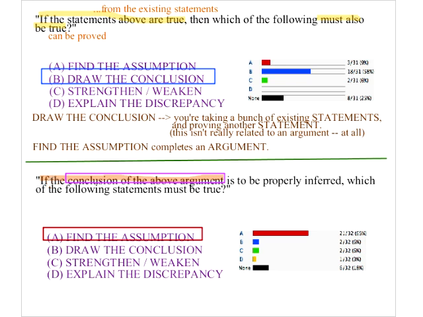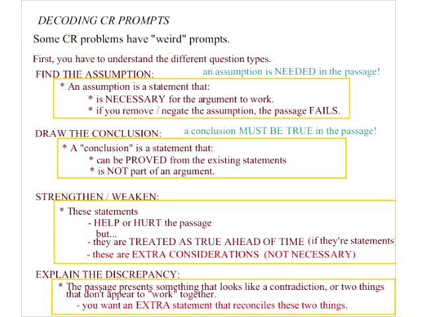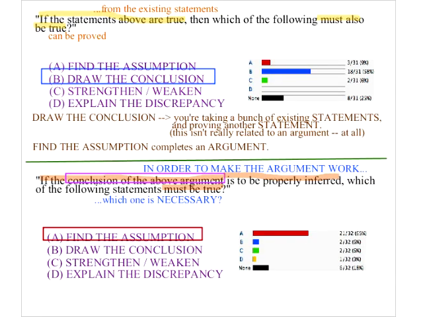If it is to be properly inferred, well, if we translate that, let's see what that means. In order to make the argument work, which one of them must be true? What do we need? Which one is necessary? So that is the definition of find the assumption: a statement that is necessary for the argument to work. It's needed to make the argument function correctly.